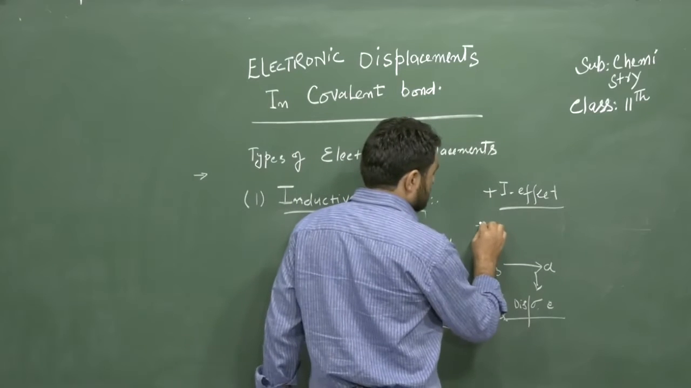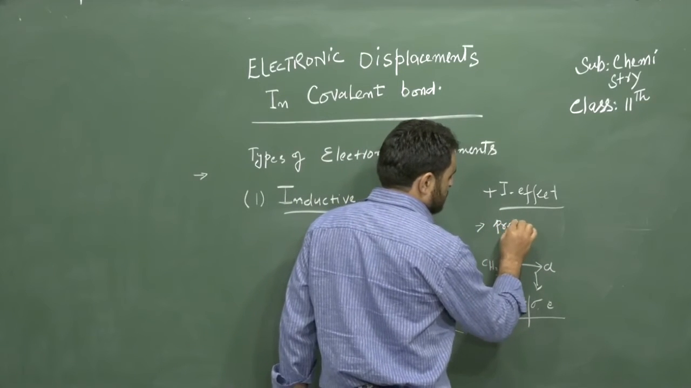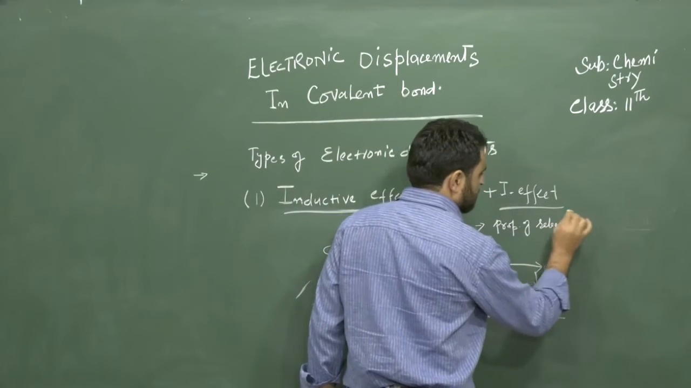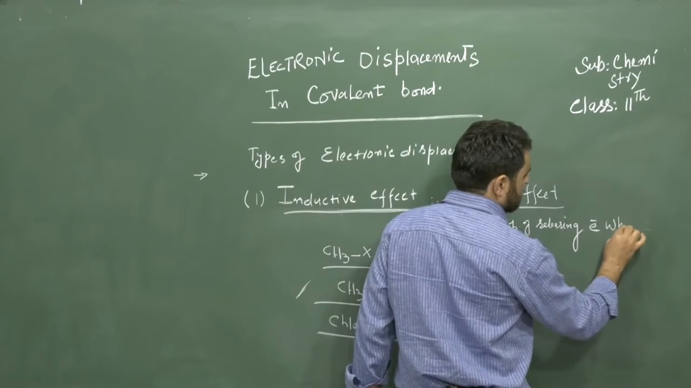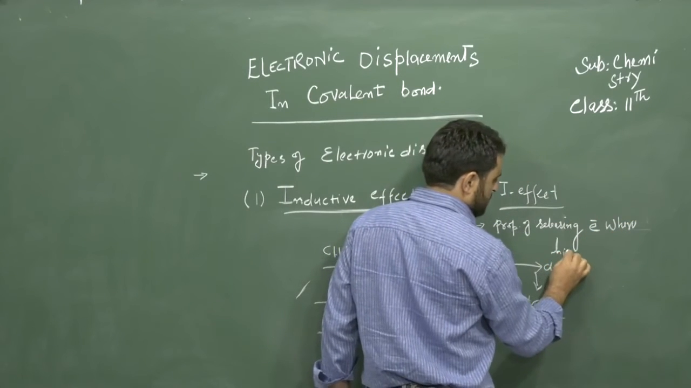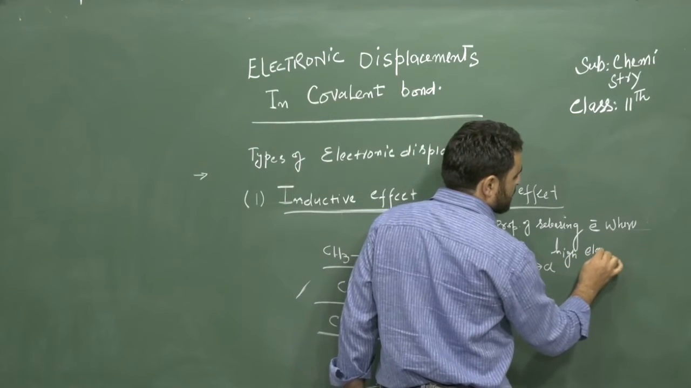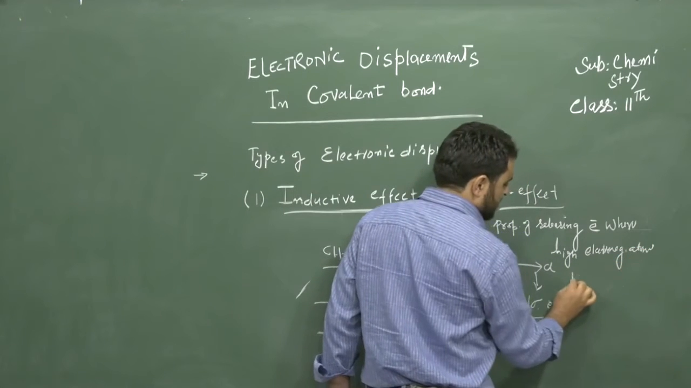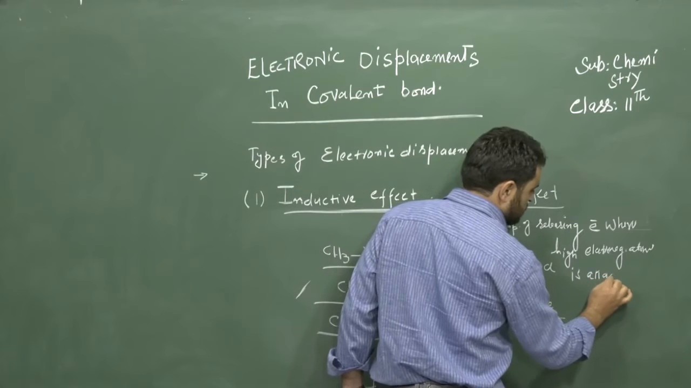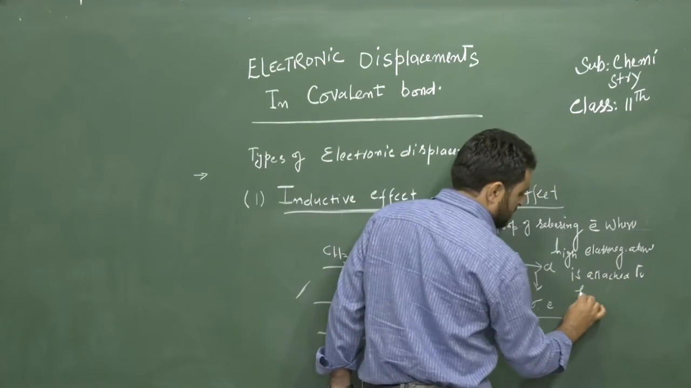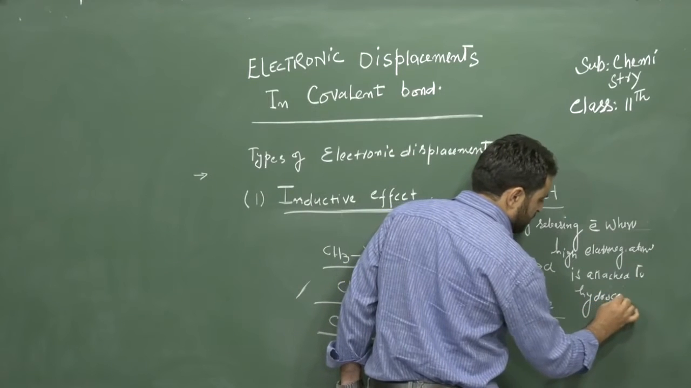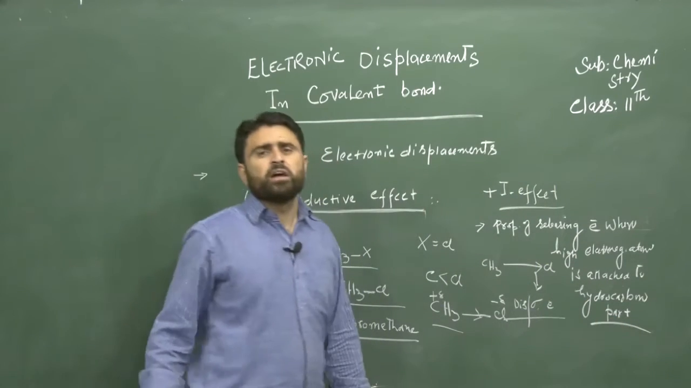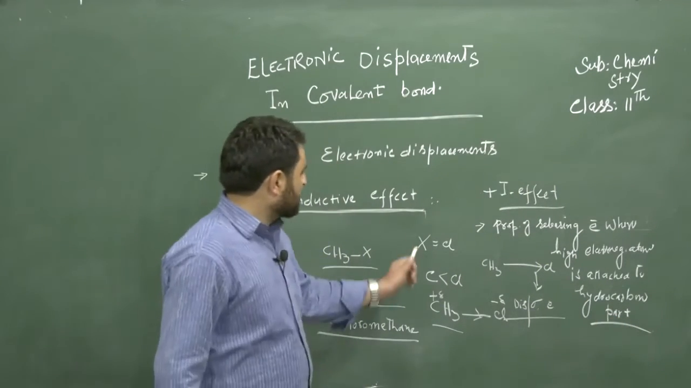Plus I effect means the property of releasing electron, when a high electronegative atom is attached to the hydrocarbon part. So I will write here that this is the CH3 group.